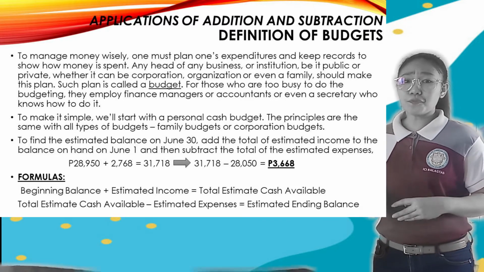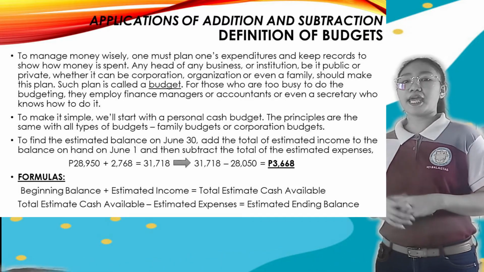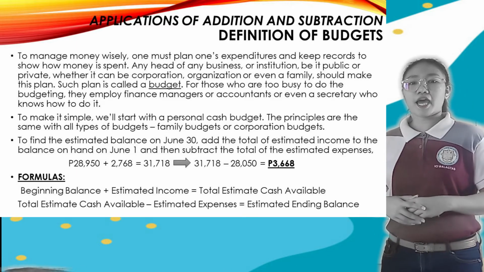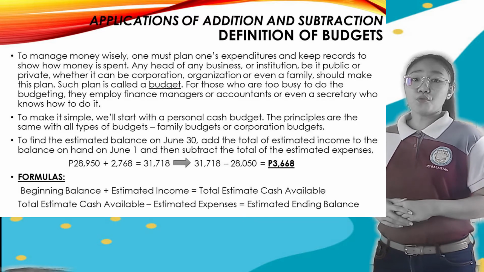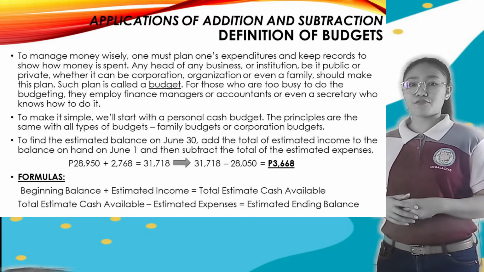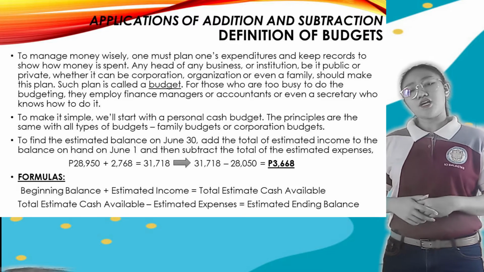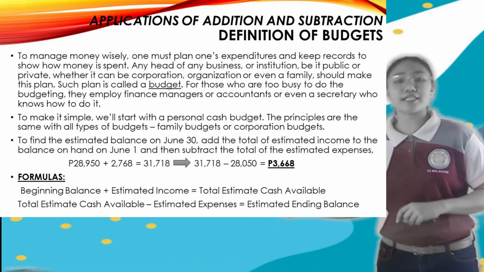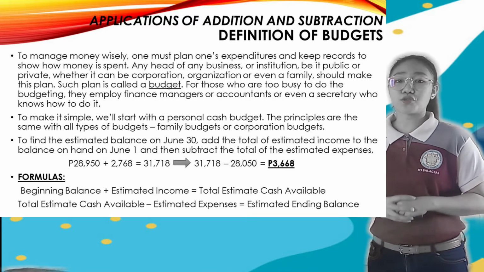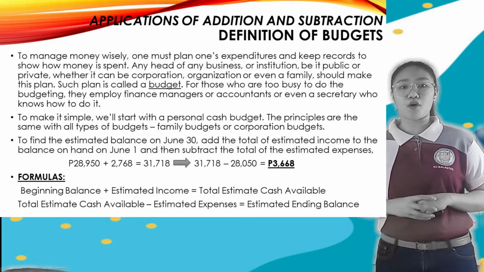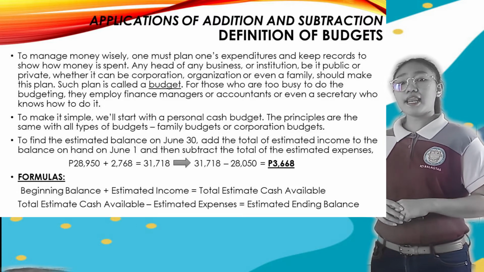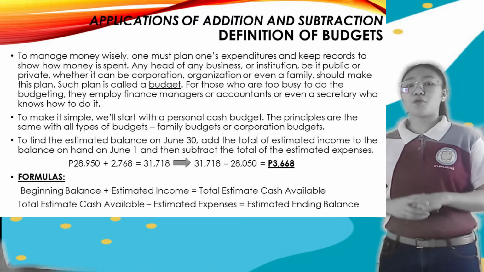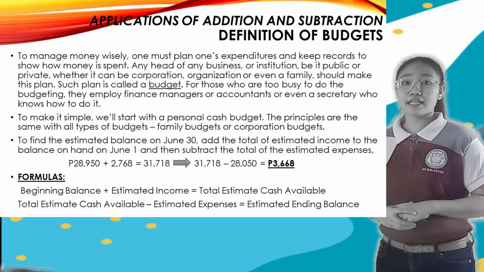Pero kahit sa inyong mga anak, dahil grade 11 na kayo, na i-apply nyo ito sa ating buhay, ang mga principles ay pareho sa lahat ng mga uri ng budget. Mga budget sa family or any corporation. So class, we have a formula. So first, beginning balance plus estimated income is equal to total estimate cash available. Second, total estimate cash available minus estimated expenses is equal estimated ending balance.